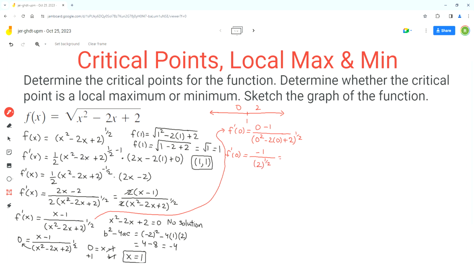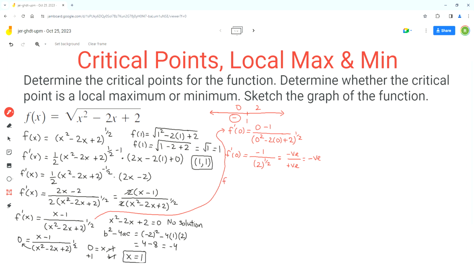So the numerator is a negative value, the denominator is a positive value, so the overall result will be a negative value. That means f prime to the left side of this critical number is negative. That means the function is decreasing on the left side of this critical point. Now we can analyze the other test value.